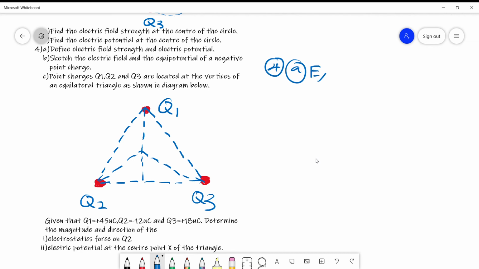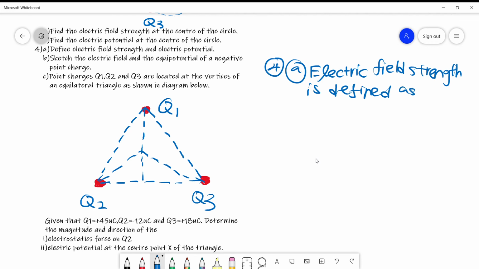Electric field strength is defined as the force per unit charge acting on that point.